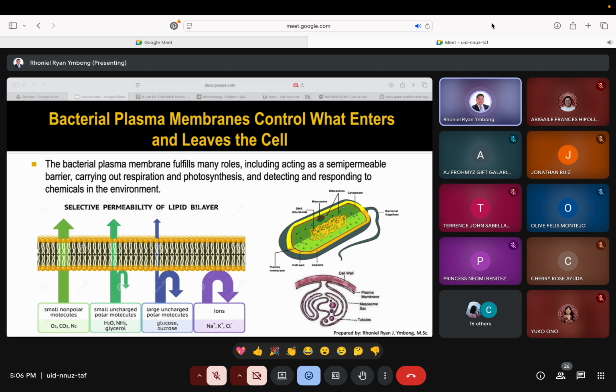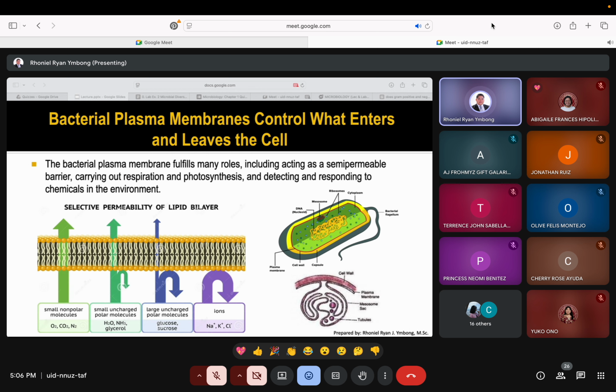But when you are referring specifically to the movement of water molecules from a region of high concentration to a region of lower concentration, then that is what you call osmosis, through a semi-permeable membrane. And in this case, we are looking into our plasma membrane.